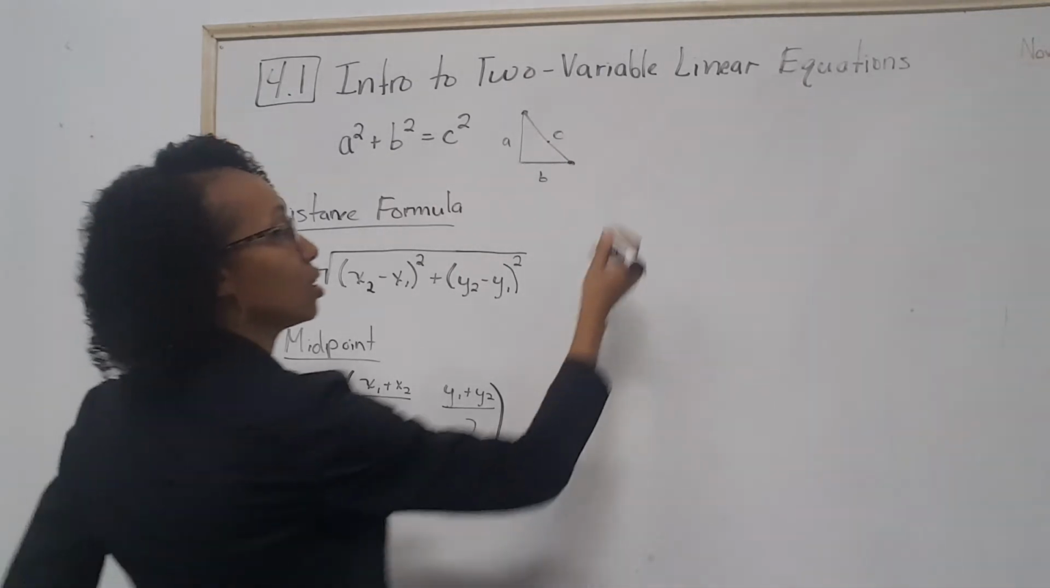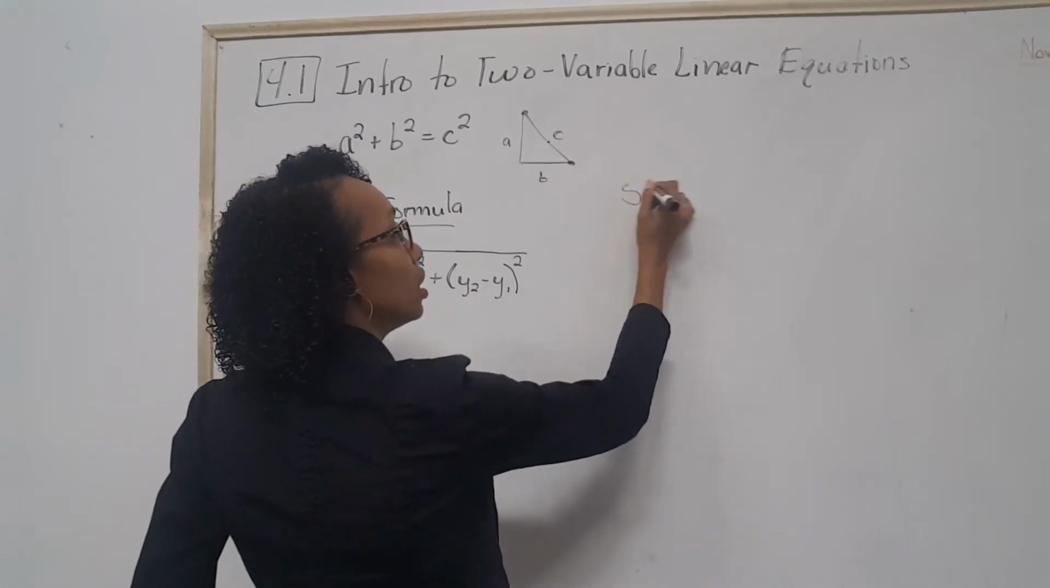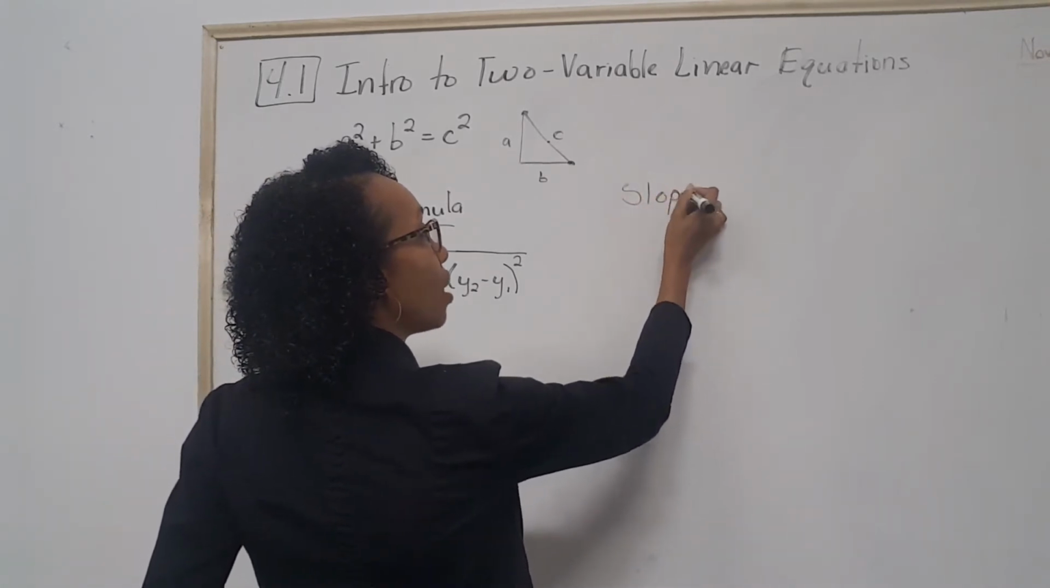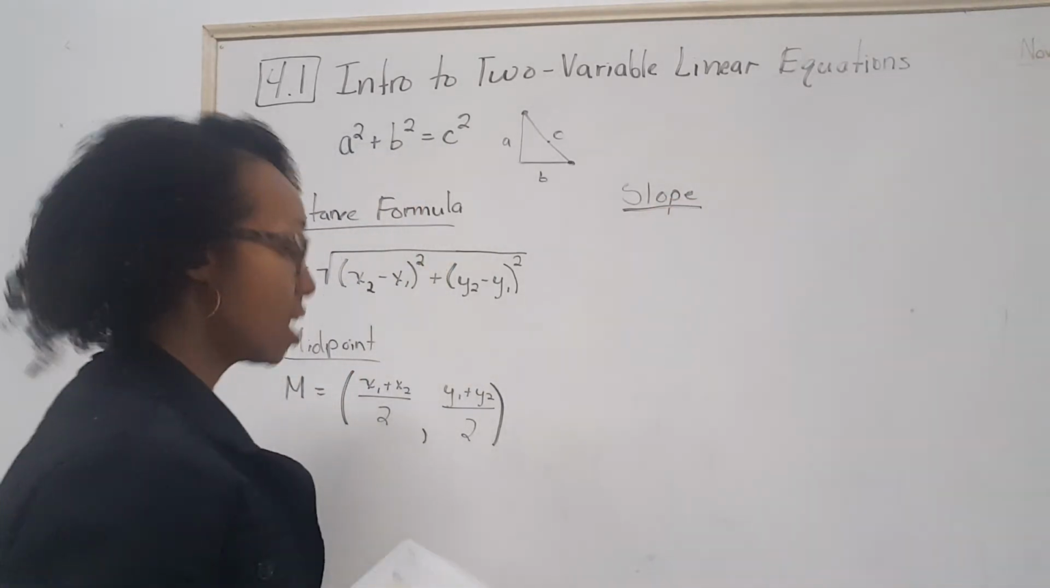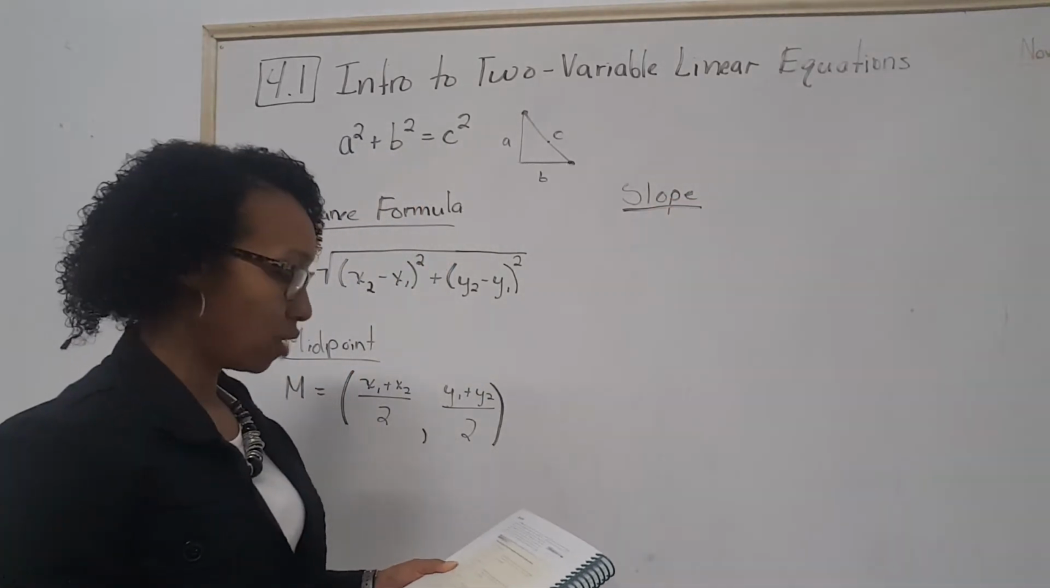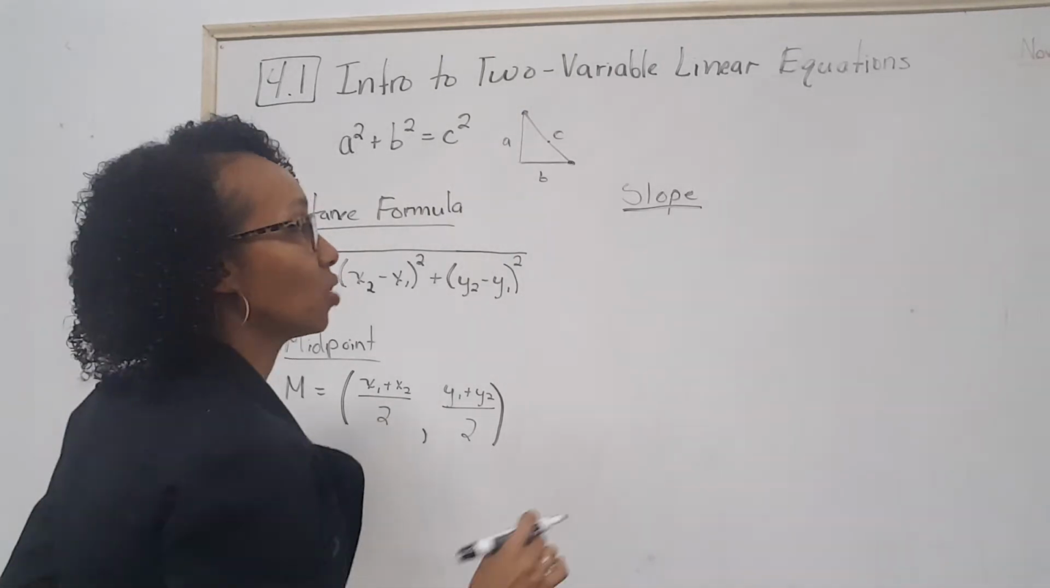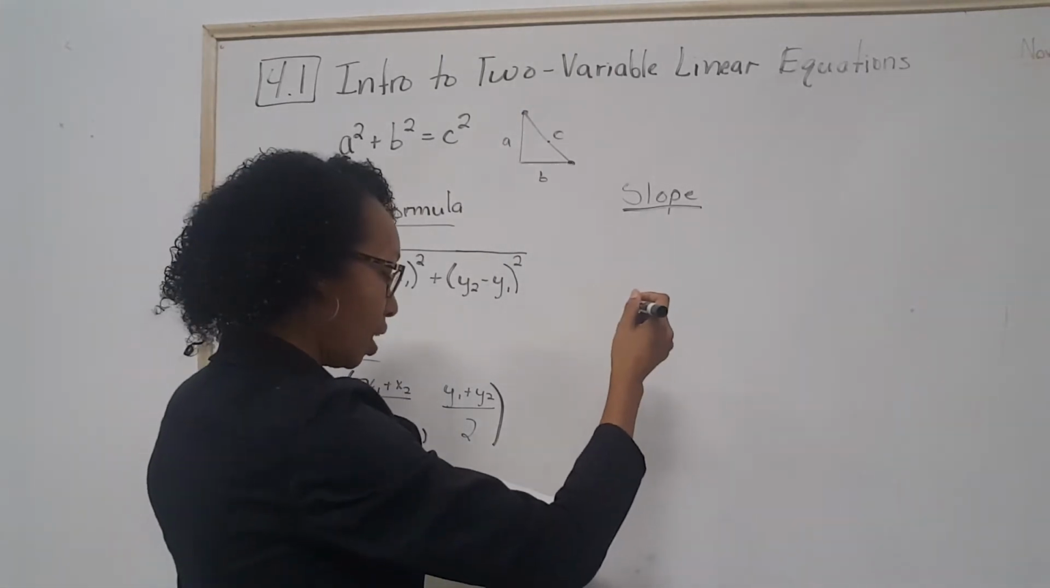It's the slope formula, okay? And the slope formula, I apologize, my marker is kind of dying a slow death. I hope you can still see it. This formula is on page 156 in your textbook if you can't see it very well on the board.